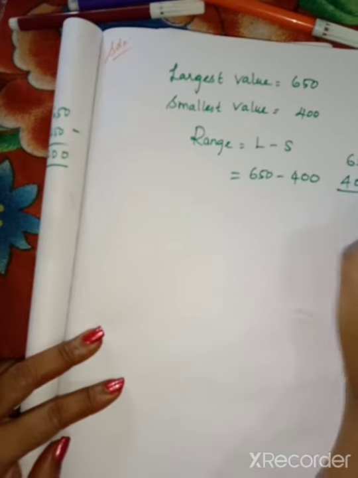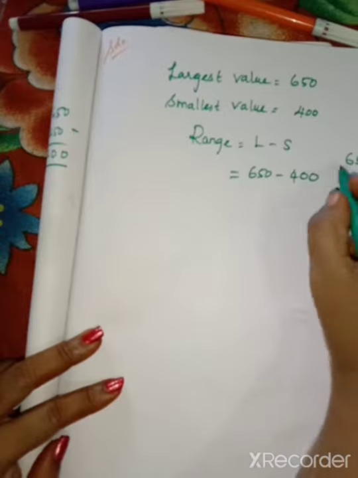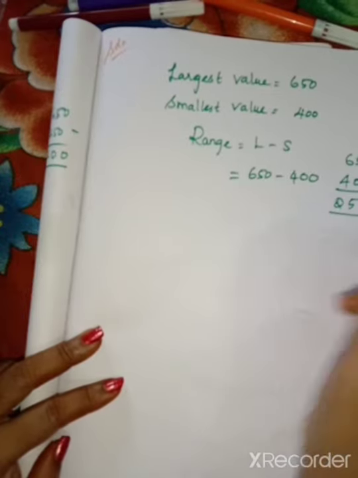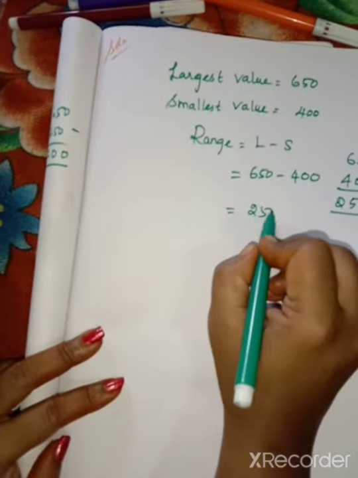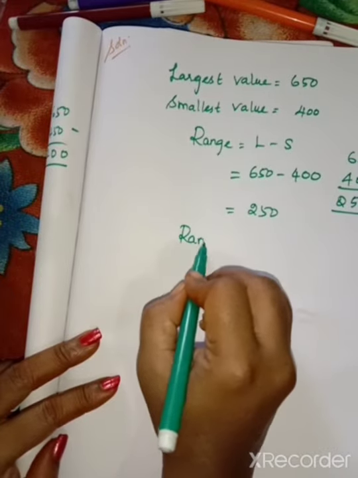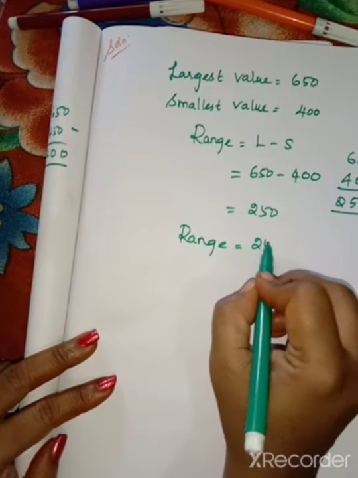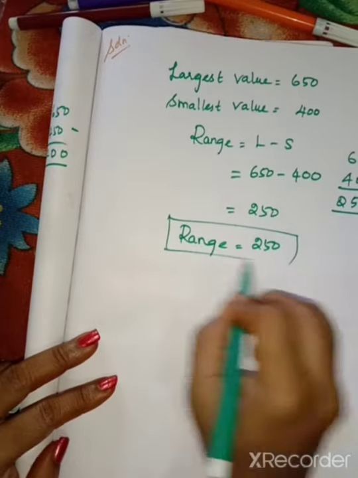0 minus 0, 0. 5 minus 0, 5. 6 minus 4, 2. So the value is 250. So therefore the range equals 250 for the grouped data.